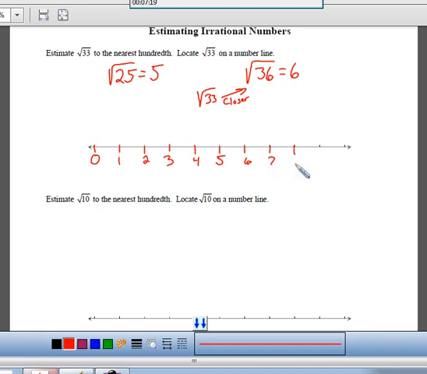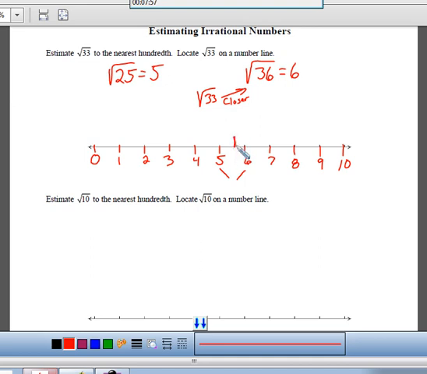Now, if we wanted to be really, really exact, we could have done this as 5 and this as 6, and all the marks in between, so halfway would be 5.5. Which is fine. Now, we're estimating, so we don't have to be perfect. So we know that the square root of 33 is in between 5 and 6, so it's in between these two numbers. And we know it's going to be closer to 6.